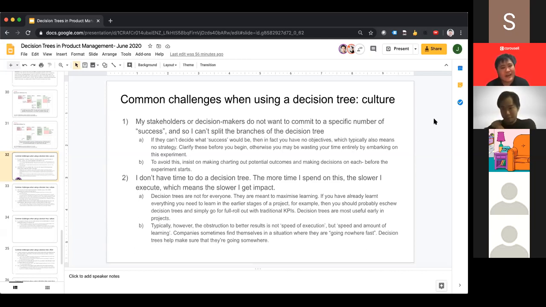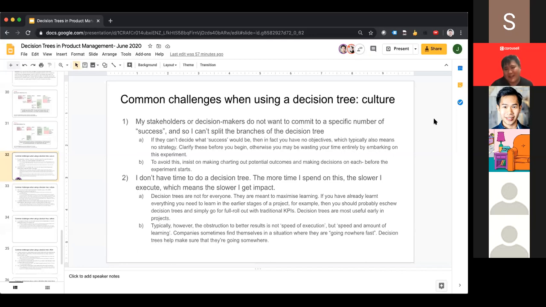Here I want to emphasize again why I took pains to show yes or no, who should use a decision tree and in what cases. They're really not for everyone. They're meant for maximizing learning. If you've already learned everything you need to learn, just roll out. Traditional KPIs work fine. Don't reinvent the wheel. I would, however, caution that, having been a product manager for so long, better results don't typically come with faster execution.